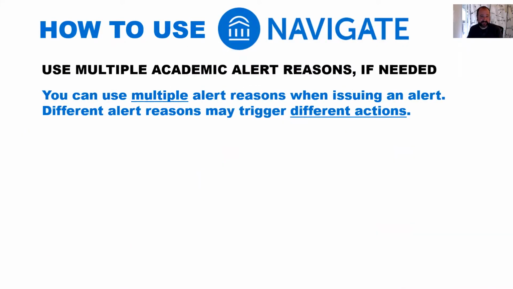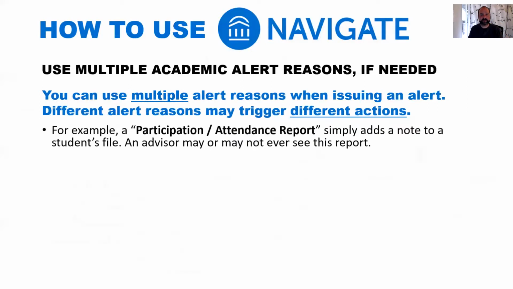Another note to mention is that when you submit an academic alert, you can and you should, in various cases, use multiple alert reasons. And doing so will actually escalate or give you levels or gradations of how serious the alert is, right? So for example, if you enter a participation or attendance report, it's just going to add a note to the student's file, right? So an advisor may never see this participation or attendance report. But if it's so serious, you've entered a participation report almost every week now, right? They consistently fail to show up, or they come for 5 minutes and then leave and never come back.